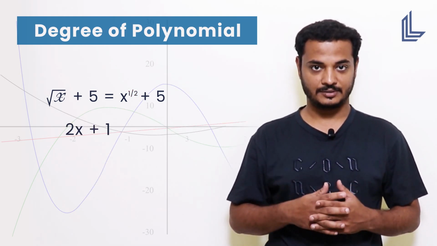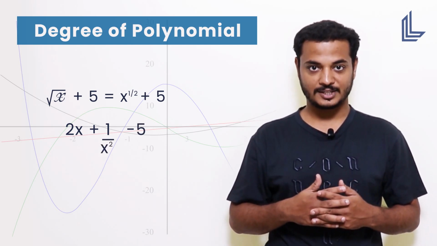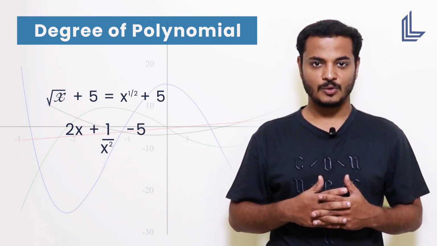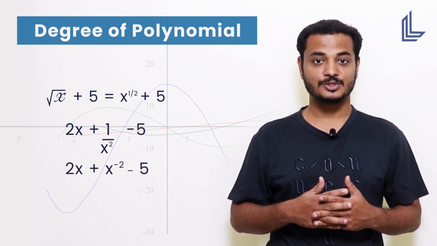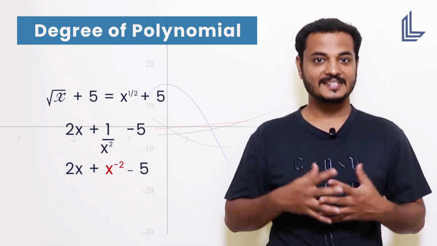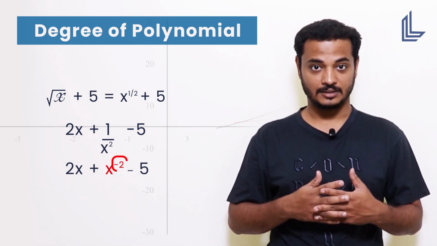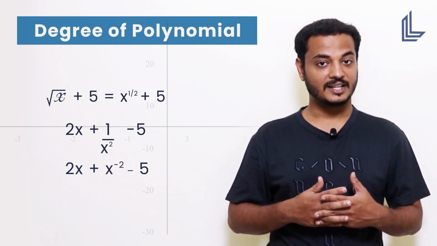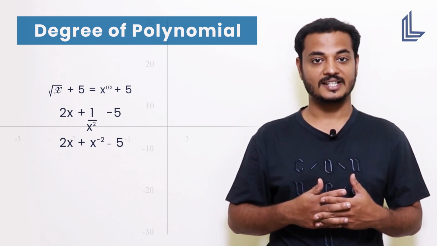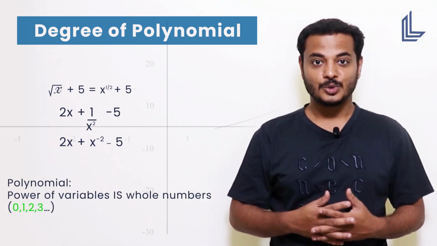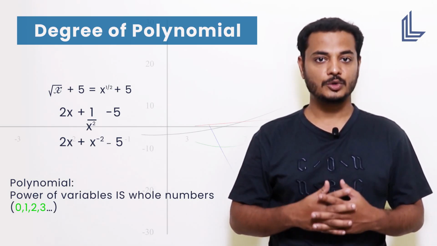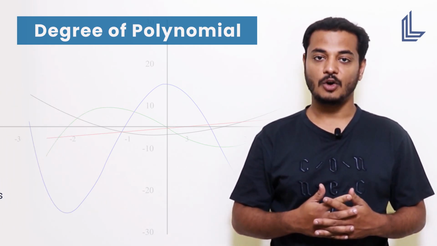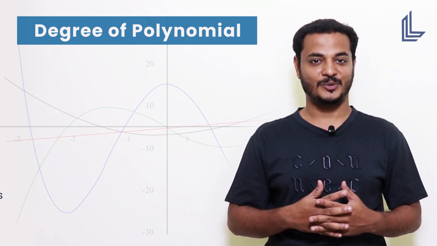Consider the second expression, 2x plus 1 by x squared minus 5. Notice the term 1 by x squared there. 1 by x squared can be written as x to the power minus 2. Since this expression contains an x term that has a power which is not a whole number, we cannot call this expression also a polynomial. So, to identify a polynomial, all you need to check is whether the power of the variable term is a whole number.